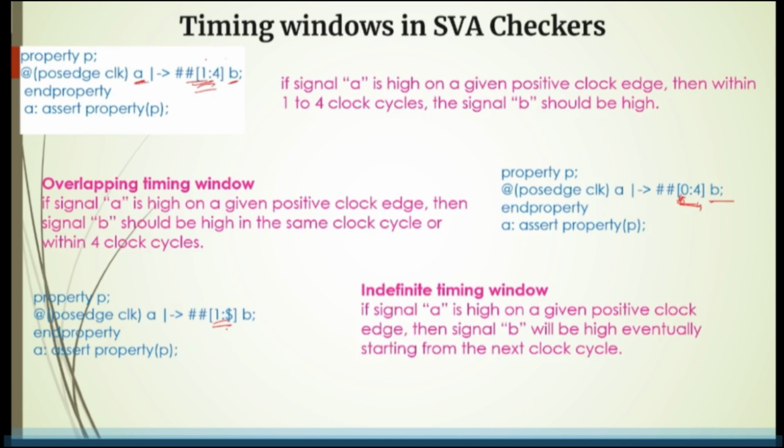Now, if you see here 1 to $, the dollar denotes that as long as the simulation is running, at any point of time after A is high, B can be high. If at any point B is high after A is high, then you can say the assertion has passed. If you don't want to give any time limit for the other sequence, you can write it in this manner.